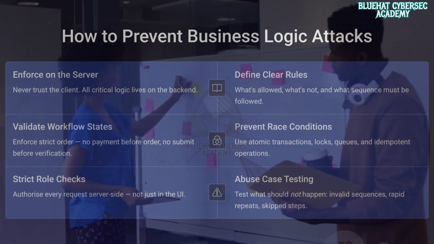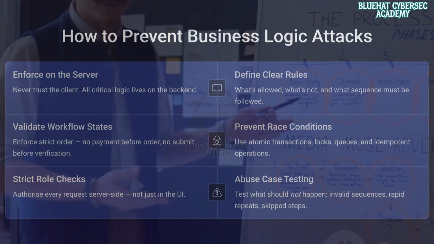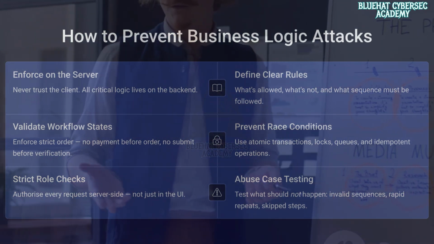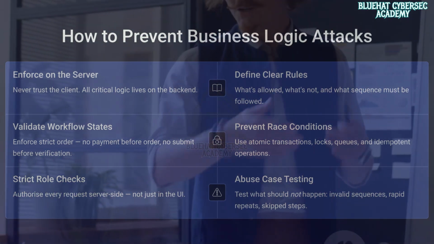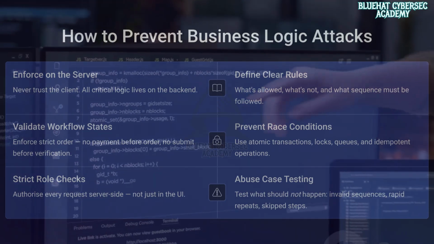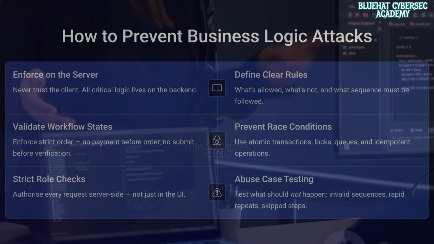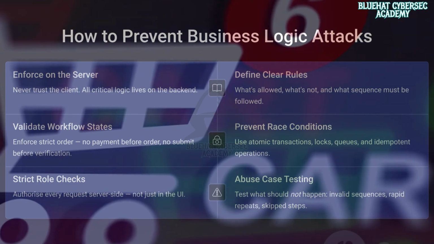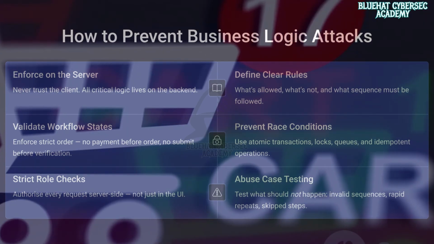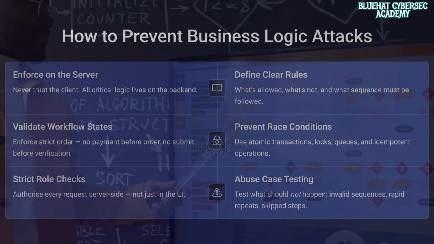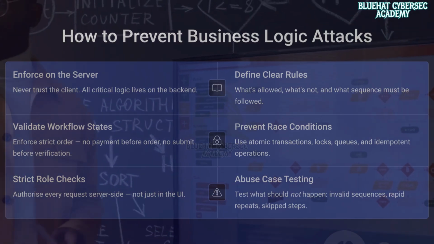Second, define clear business rules. Every system should clearly define what is allowed, what is not allowed, and what sequence must be followed. If rules are unclear, they will be exploited. Third, validate workflow states and use strict control. For example, you cannot pay before creating an order, and you cannot submit before verification. Order matters, and it must be enforced.